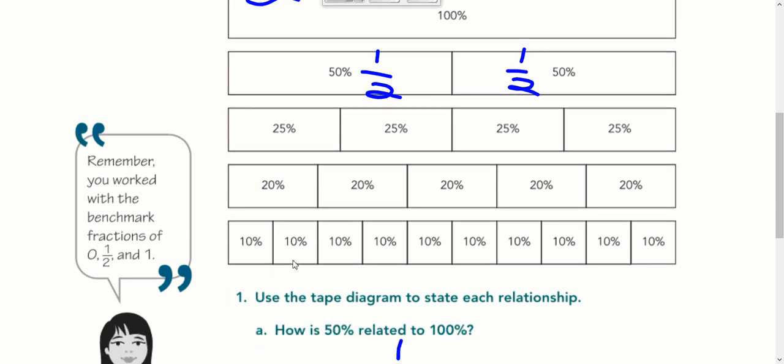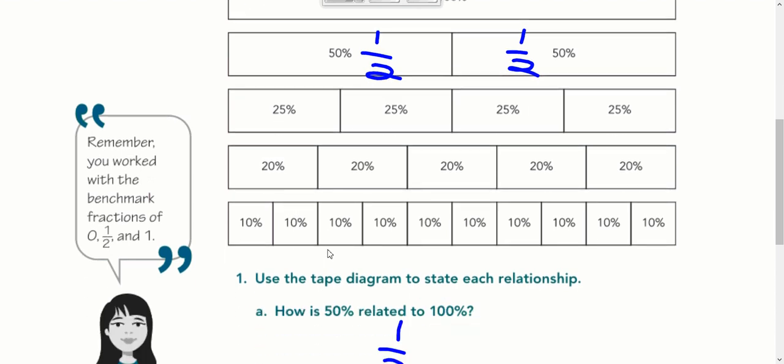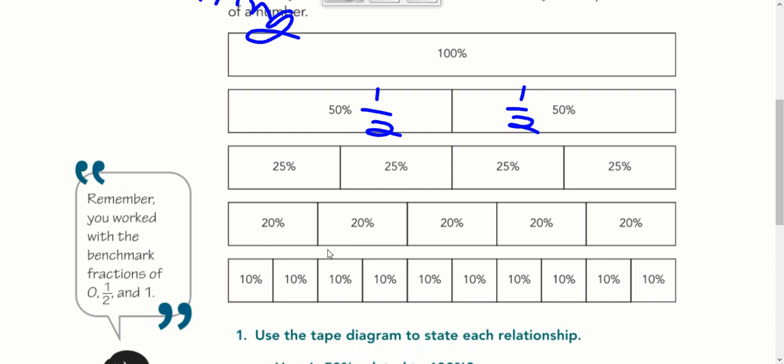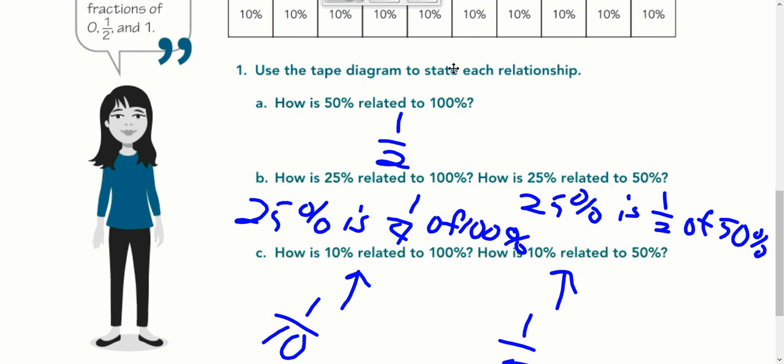And how we did that was, 25 is equivalent not to a half, but a half of a half. And a half of a half is 1/4, and you might have gotten that by multiplying 1/2 by 1/2, which equals 1/4. And then it says, use the tape diagram to state each relationship.